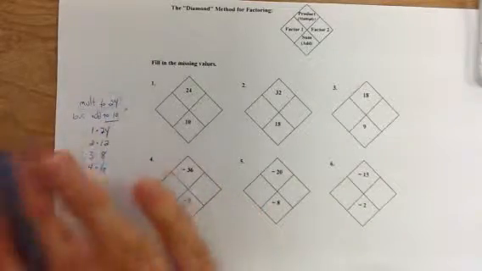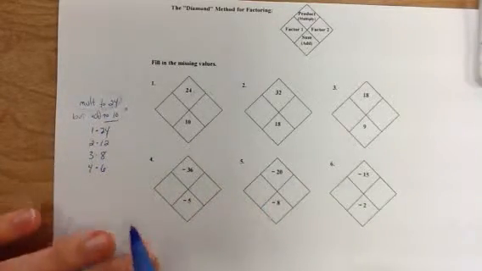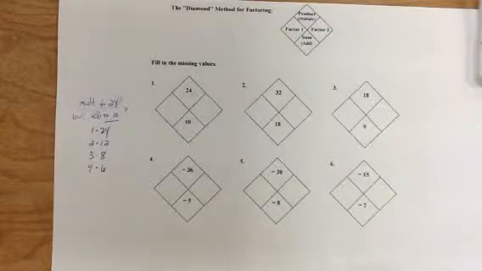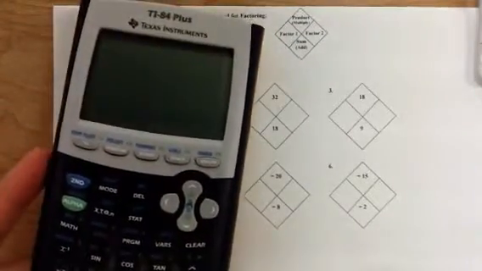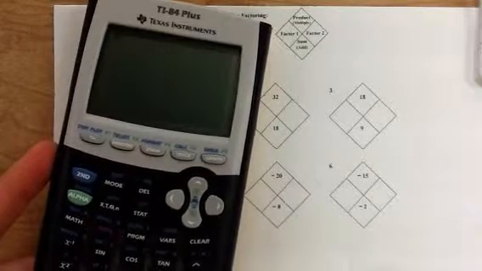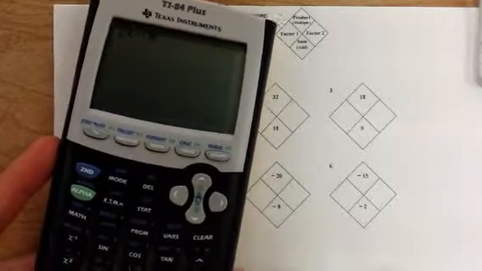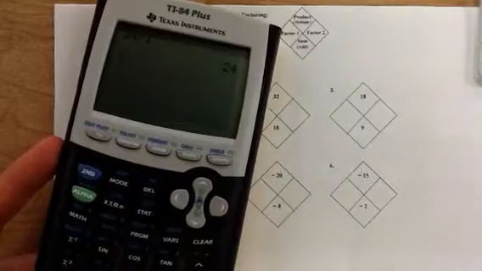So I have now found all of the factors of 24. And you can use your calculator to do this. If you have a bigger number, you can use your calculator to do that division. 24 divided by 1 is 24, right?